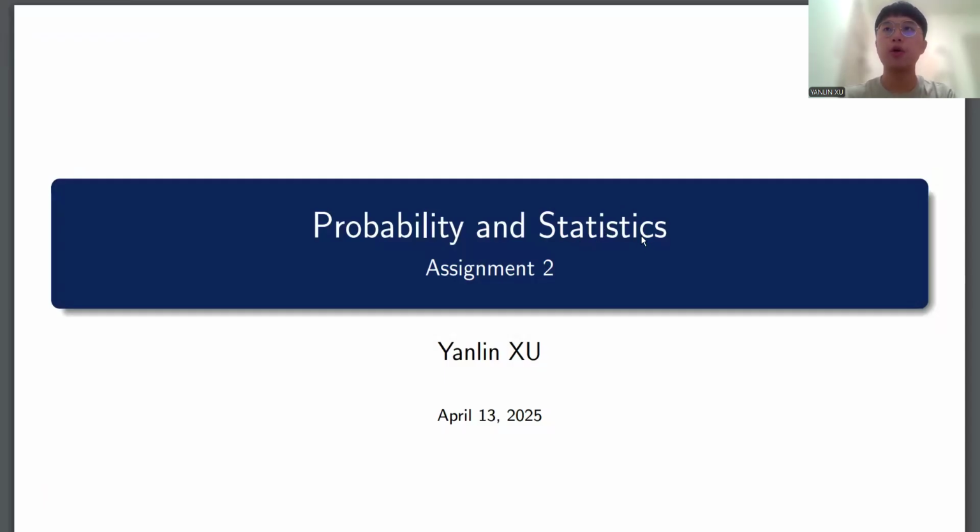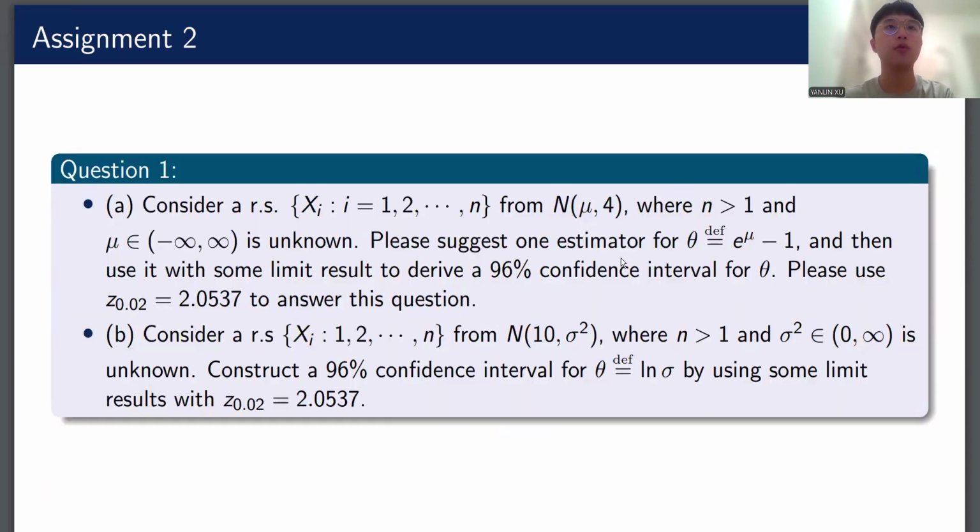Okay, today we are going to talk about assignment 2 in probability and statistics. This assignment contains 3 questions. The first one is we have to consider a random sample from a normal distribution, and the mu is unknown. We have to suggest one estimator for theta, which is defined as a function of mu. And then we have to use it with some limit result to derive a 96% confidence interval for theta.